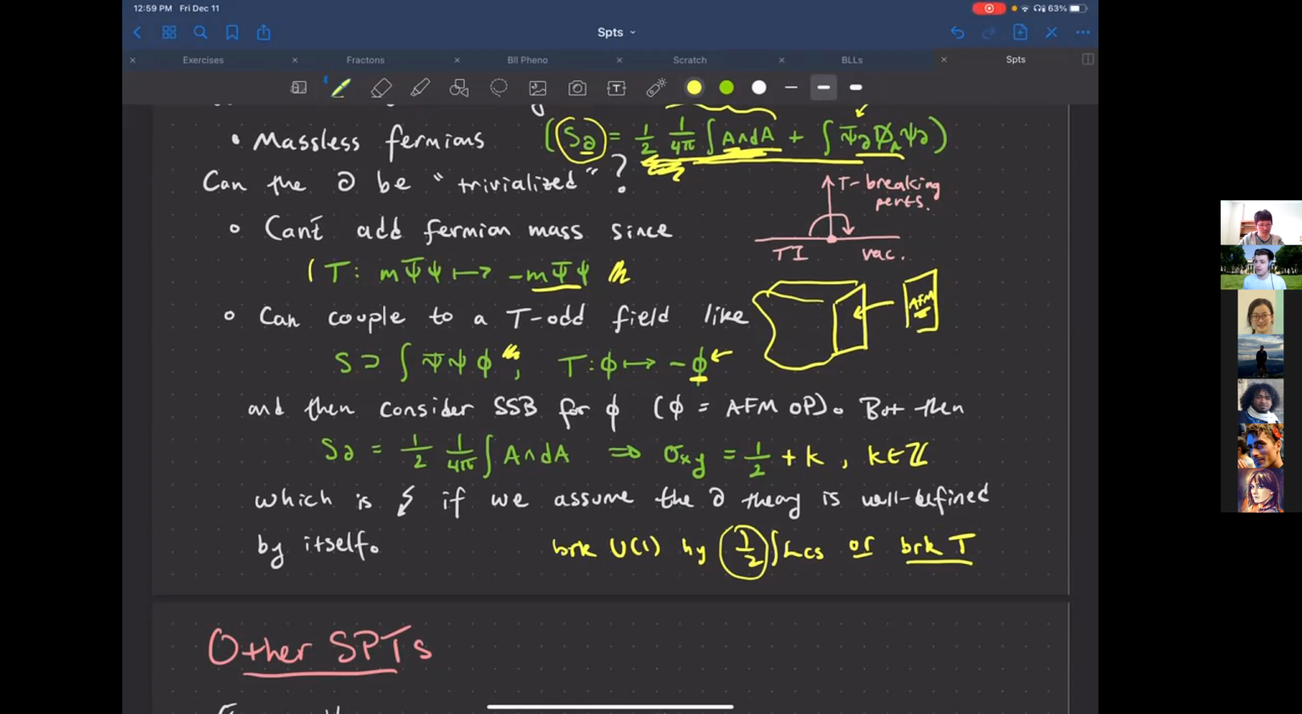Yeah, but now you have another half integer also in the action. So yeah, then I would say that that's the whole point. I guess that's the whole point of the anomaly. Yeah, I see. I need to think about it more carefully.